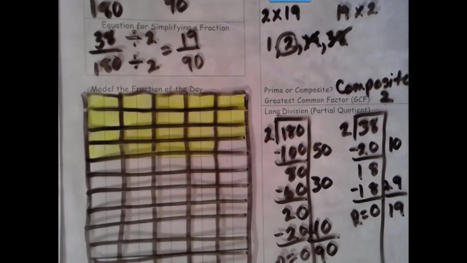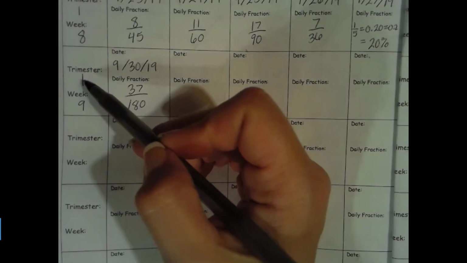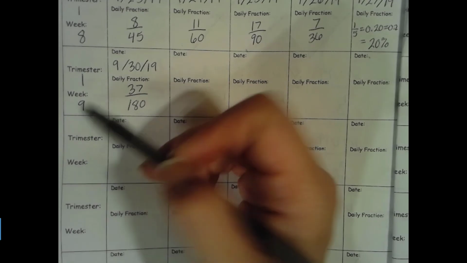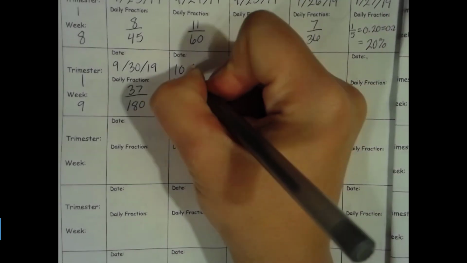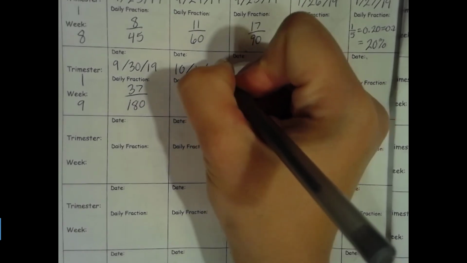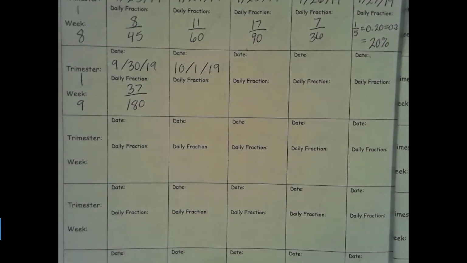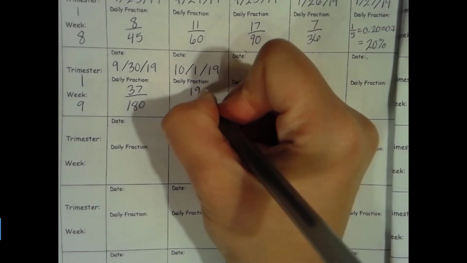Okay, now let's go ahead and fill in our data collection page. Still in trimester 1, week 9. Today is 10/1/19. And our fraction for today, 19/90.